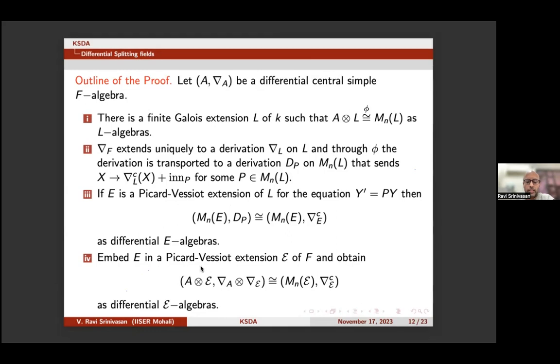And finally, L is algebraic. It's a Galois extension. So a Picard-Vessiot extension of a Galois extension. Therefore, if you start with a finite Galois extension and then a Picard-Vessiot extension, the entire thing can be embedded inside a Picard-Vessiot extension. So you take that, and that one will end up splitting this. Okay. So this is their proof.